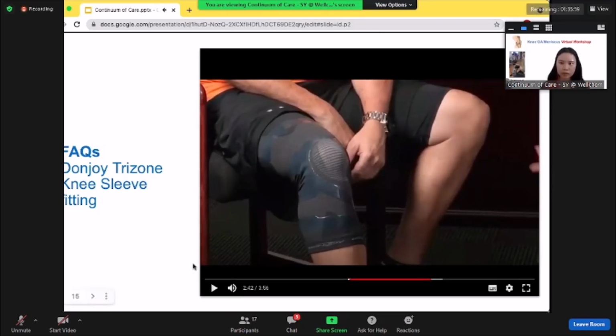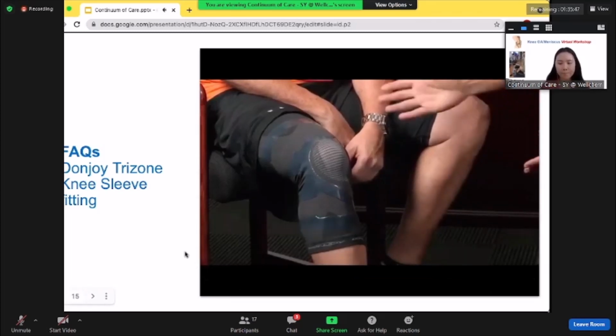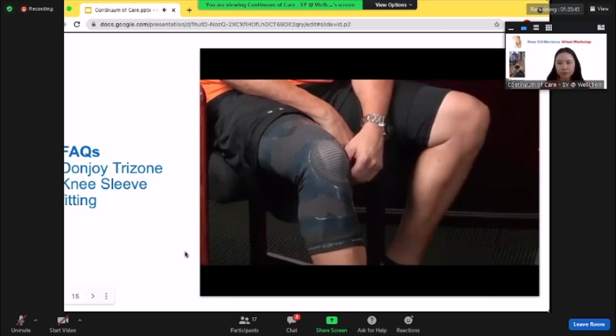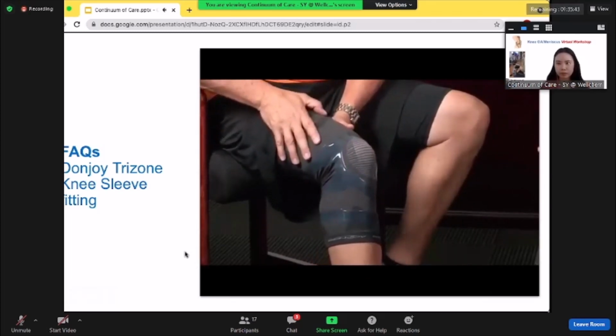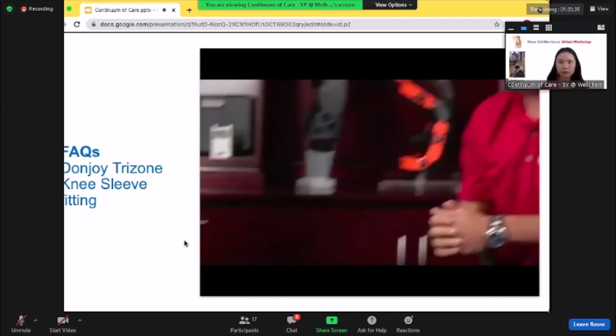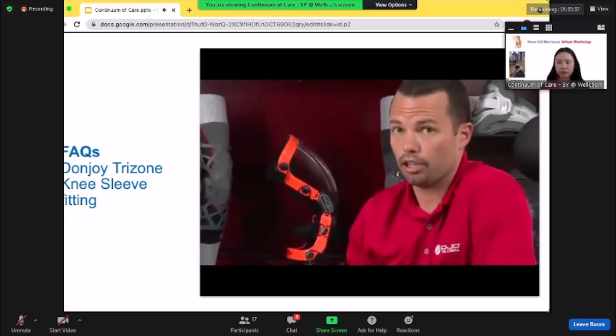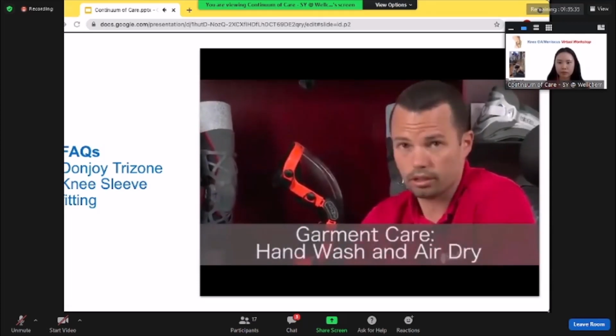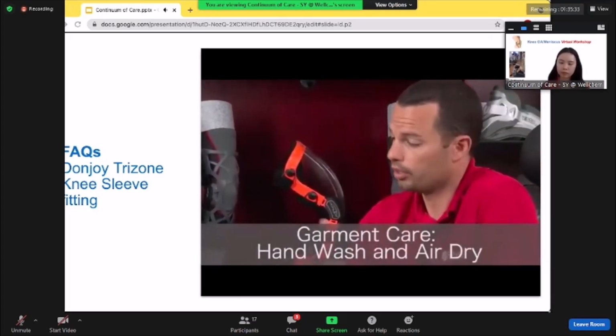Yep, so that is something to look out for as well, because some patients may be sensitive towards silicone. So you can look out for this in your patients. But you got to get your skin used to the silicone first. So after you've worn it for a couple of hours, what's the best way to take care of this? That's a good question. You're going to want to hand wash it and air dry it. So just hand wash it in the sink with some mild detergent, and then just air dry it on a clothes hanger.